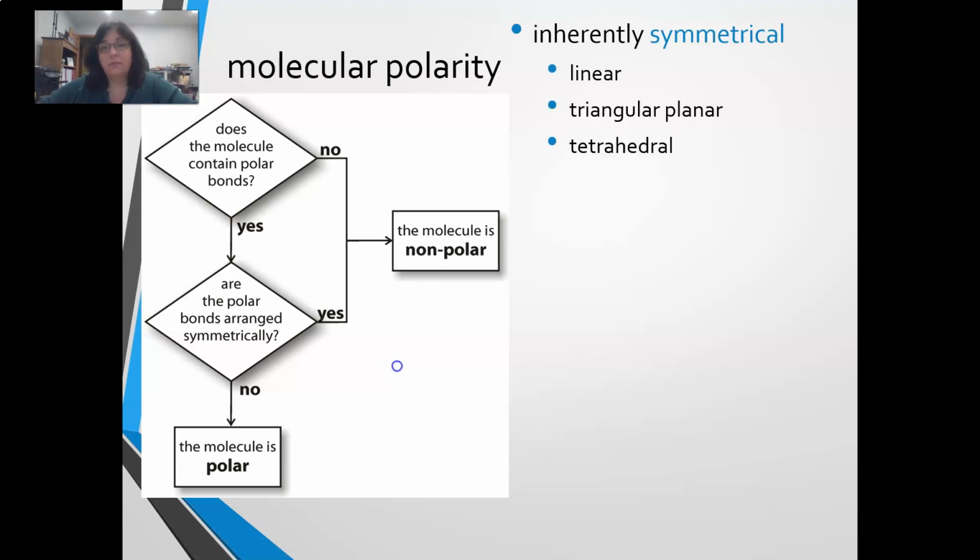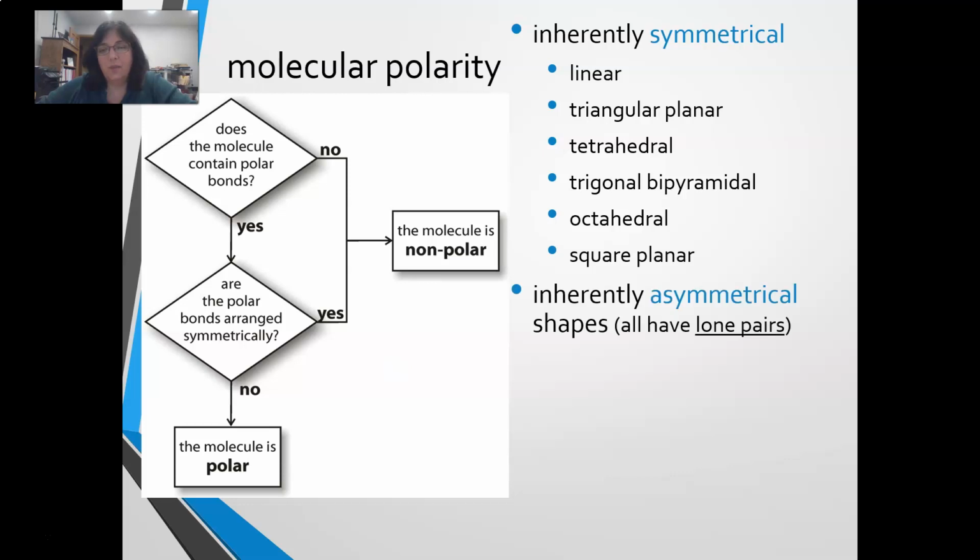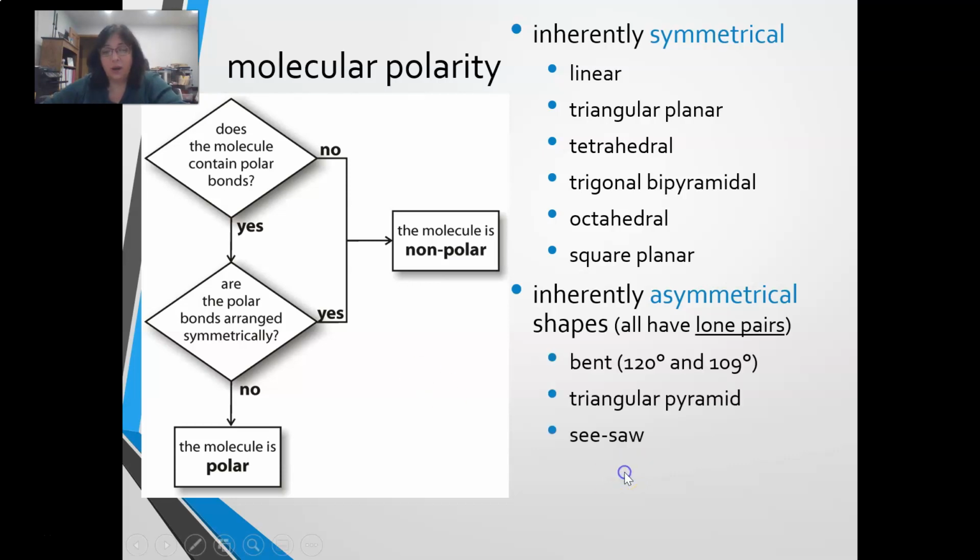So inherently, the shapes that are symmetrical are these. Unless you change the kinds of atoms that are on the end, if all the terminal atoms are the same, you're going to have very symmetrical molecules and therefore nonpolar. Oops, forgot one, square planar. And if you have asymmetry, where you have lone pairs as a result, these are the shapes that are probably going to be polar. So symmetry means nonpolar, asymmetry means polar.